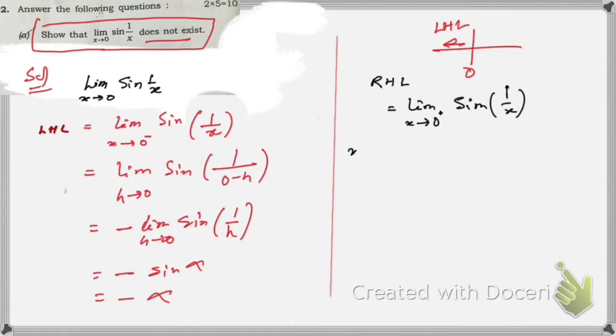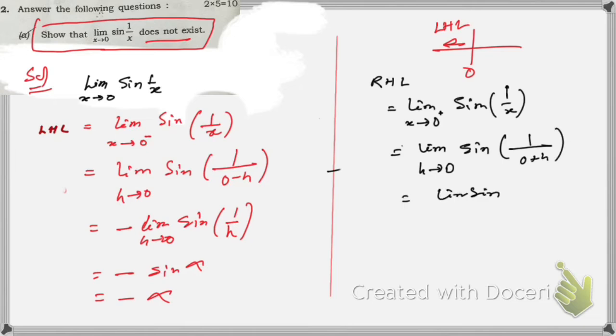So if you replace x here, x is equal to 0 plus h, right? X is replaced by 0 plus h. Then when x tends to 0, h must be tending towards 0, right? So now the limit, here you can write h tends to 0, and you have to put here 1 by 0 plus h, and that's going to be limit sine 1 by h, where h tends to 0, right?